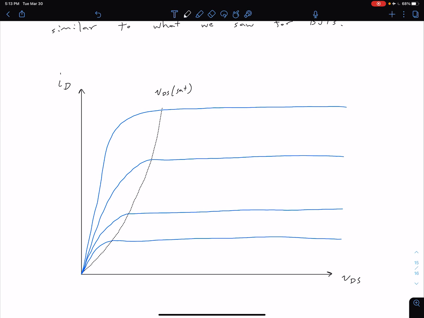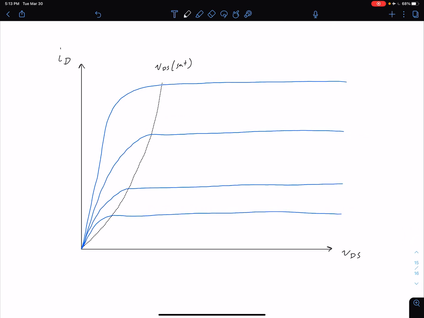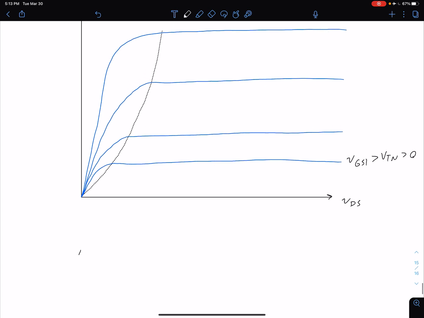And so what we see is that this looks very similar to what we saw for our bipolar junction transistors. If we're assuming that this is for an enhancement mode device, then this bottom blue curve here is going to be for some VGS1, which is greater than our threshold voltage. And again, if it's enhancement mode, the threshold voltage is positive. If it's depletion mode, then we can have negative gate voltages and still be turned on. So remember, enhancement mode, which is what this is showing, is a normally off device, and we have to apply some voltage in order to turn the device on.